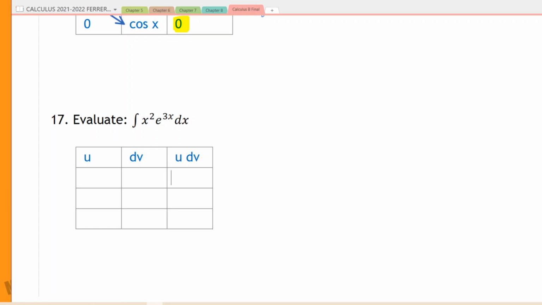Taking a look at the integrand, I have an algebraic piece, that's that x squared. I also have an exponential, e to the 3x. And if I go down the list, L-I-A-T-E, I have algebra A before exponential E. So I'm going to make x squared be my u, and I'm going to make e to the 3x my dv.